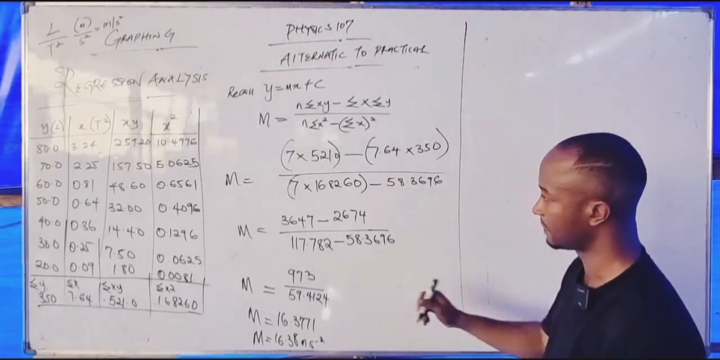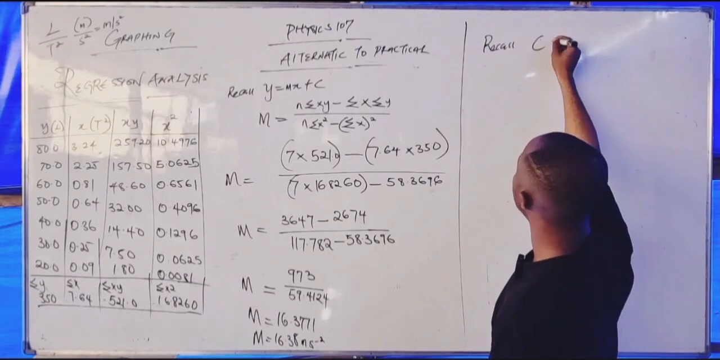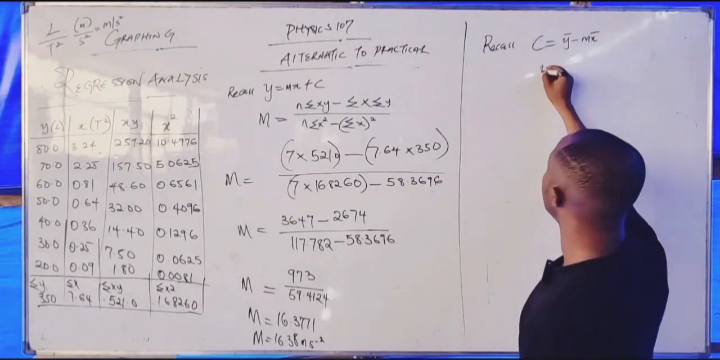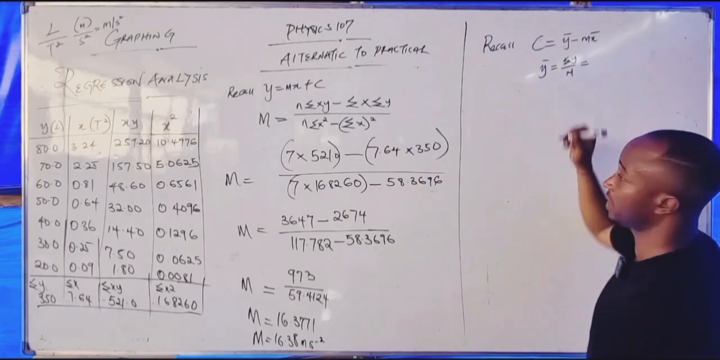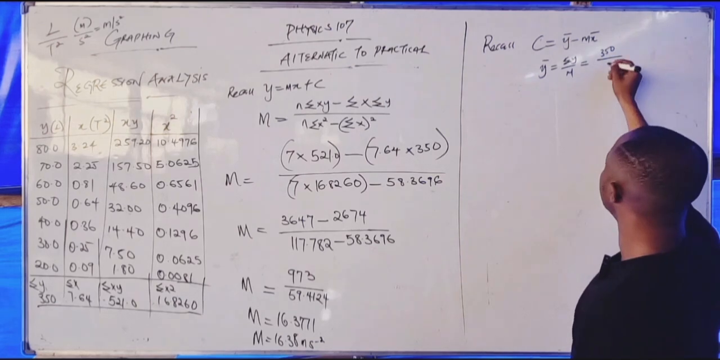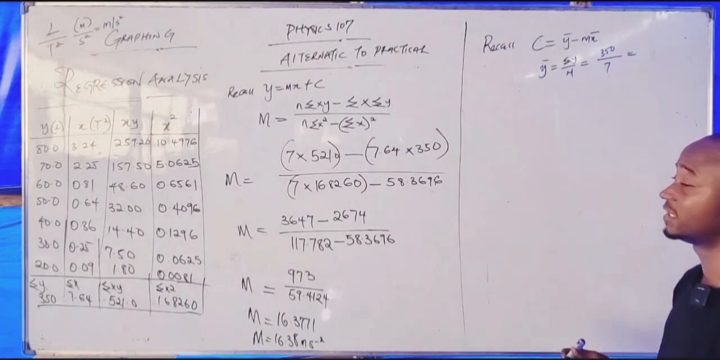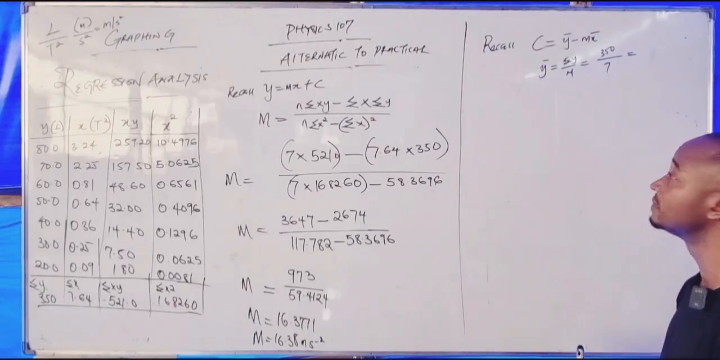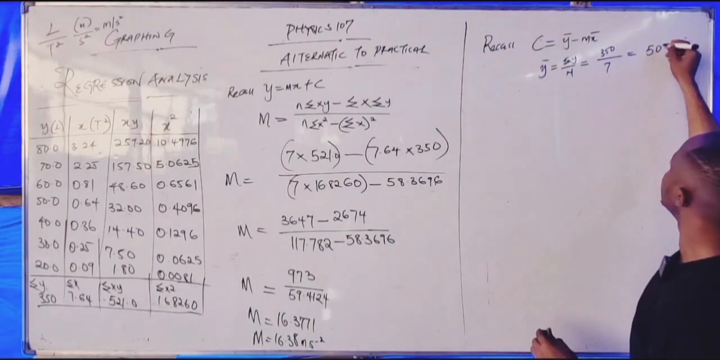Okay, let's look at the next one. We want to find the intercept. Recall that C equals Y bar minus m times S bar, right? Y bar represents the sum of Y over N. The sum of Y is 350 and our N is 7. What do you have when you divide this? 50. Okay, good, 50.0.